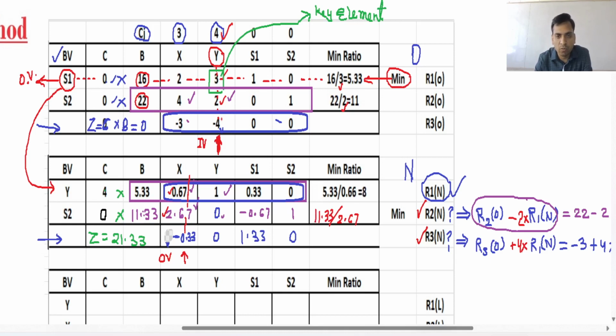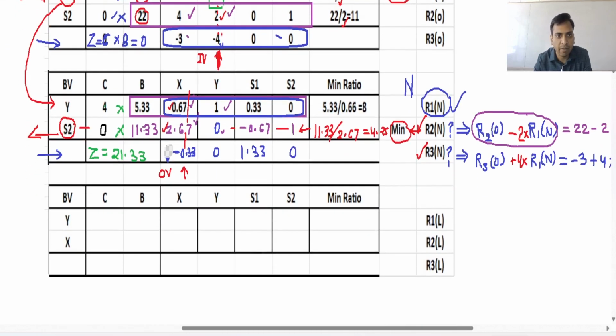On solving you will see this value is the least value, and this is 4.25. Now this is the minimum of these two. This is your outgoing vector. This means we will replace this S2 by incoming vector X.